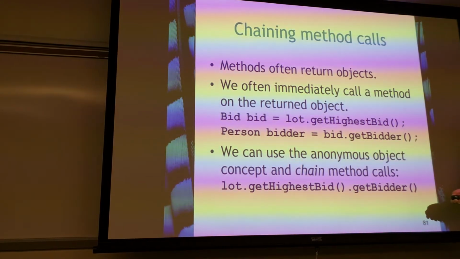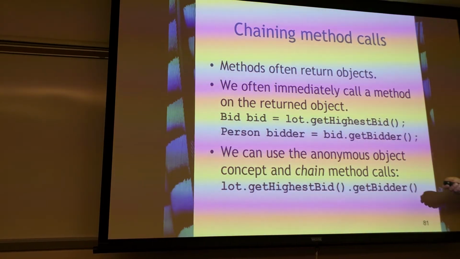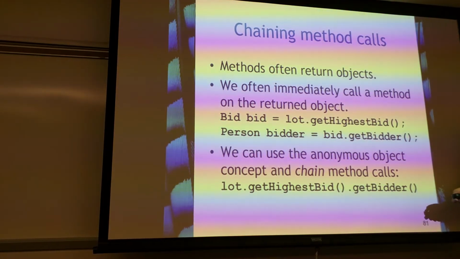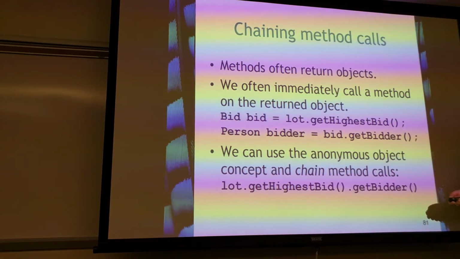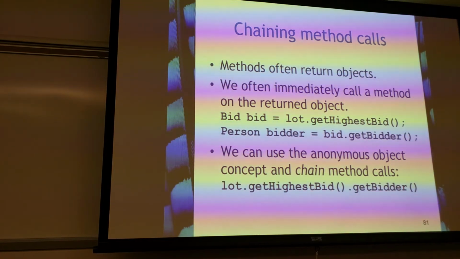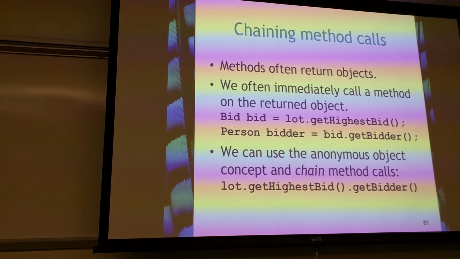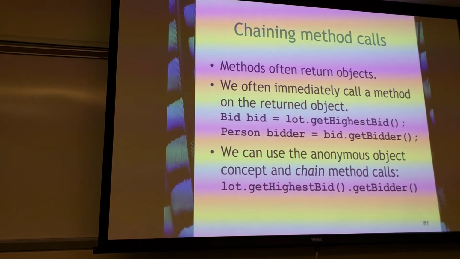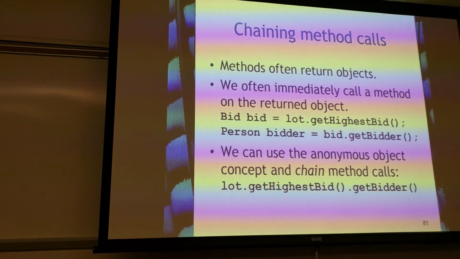So I start with lot, I say get the highest bid. That returns a bid object, but I don't really need it. I'm only using it in transition. And then from the object that gets returned, I call get the bidder. So I can chain this around, and you can chain for as much as you want to type. Again, it's really common for people to do this for 2, maybe 3 levels.